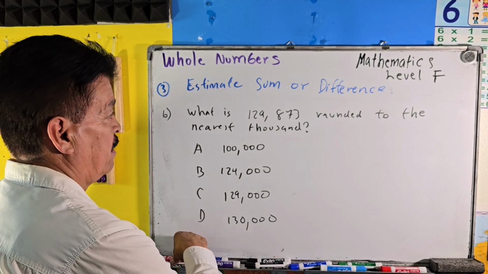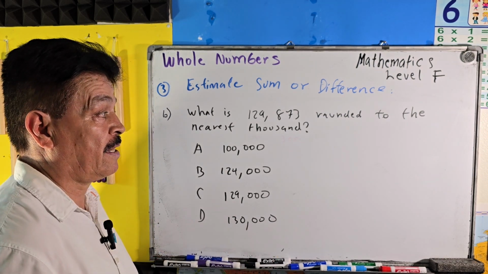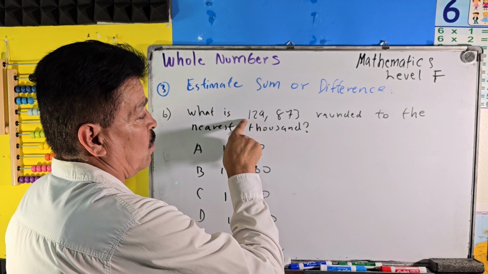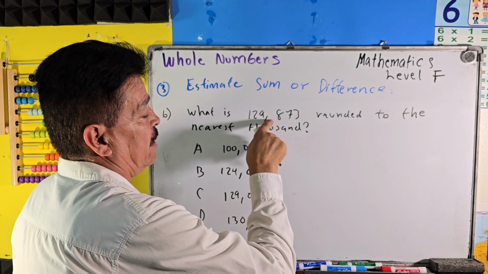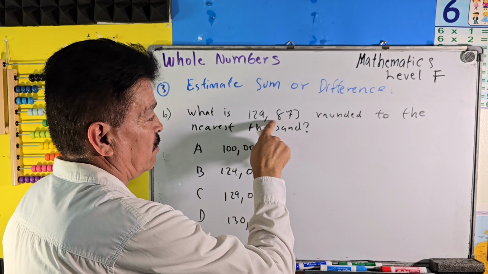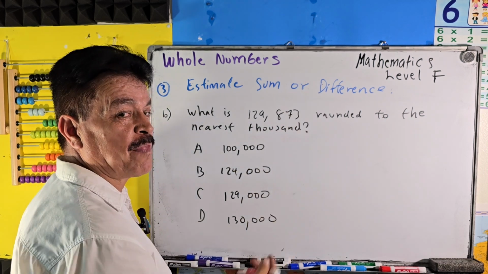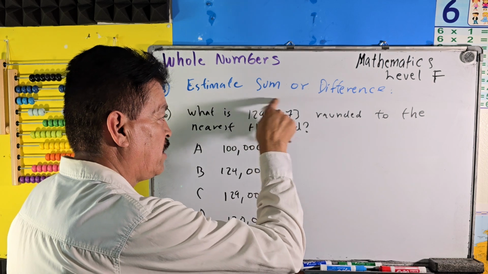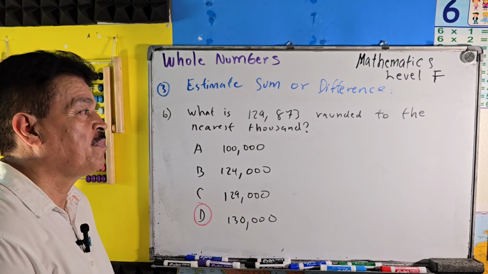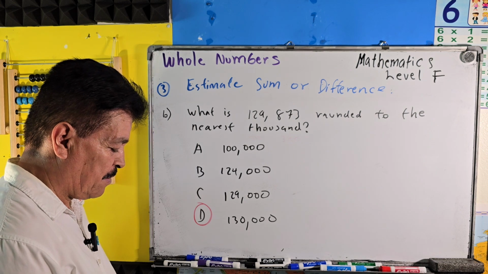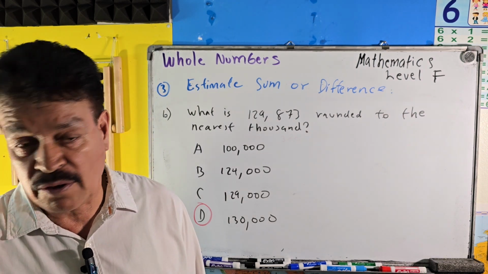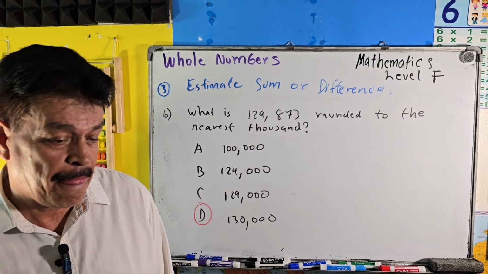So remember, 1,000 here is closer. 129,800 is over 500, so here it is 130,000. So this is the right answer. So it's very simple. It's very easy, right? And that's it. That is the way to work on those kinds of problems.